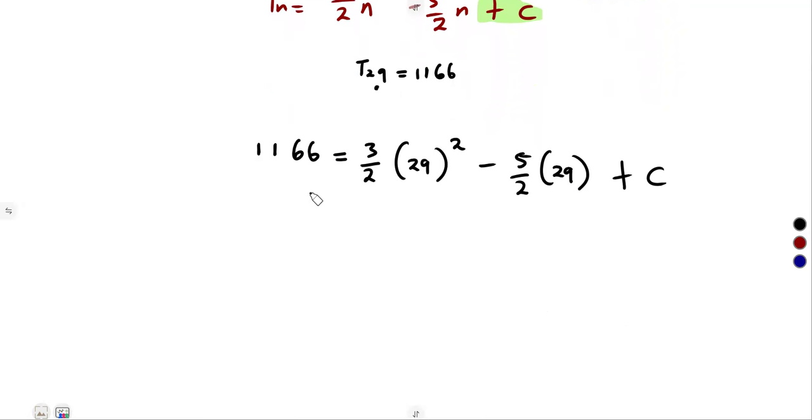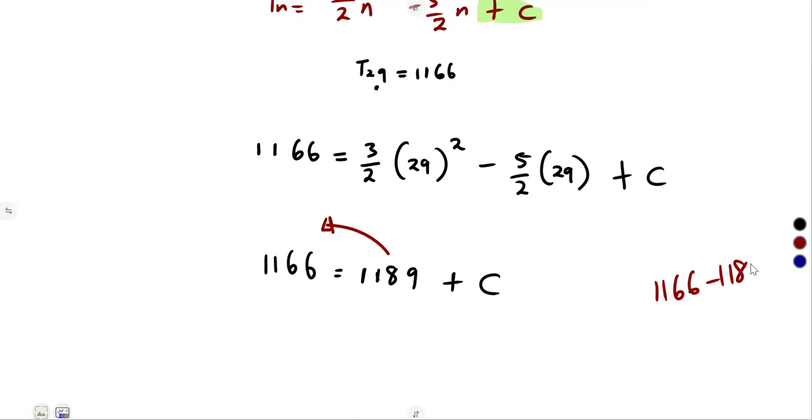As we can see, guys, we can simplify these values. From the right hand side, simplifying this, it was going to give us 1189 plus c. So to find c, simply take this to the other side. It's going to be 1166 minus 1189. The difference there is negative, so that gives us negative 23 as our value of c.